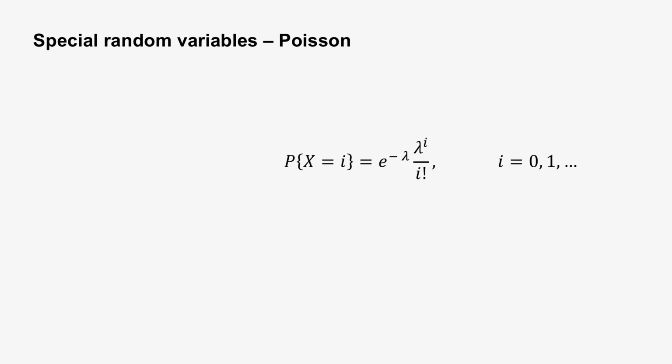The probability mass function of the Poisson distribution is e to the power of minus lambda times lambda to the power of i over i factorial. The symbol e is a constant approximately equal to 2.718. In RStudio, as an exercise, use the function dpois to plot various distributions while changing the parameter lambda. The expected value and variance of a Poisson variable is equal to the lambda parameter.